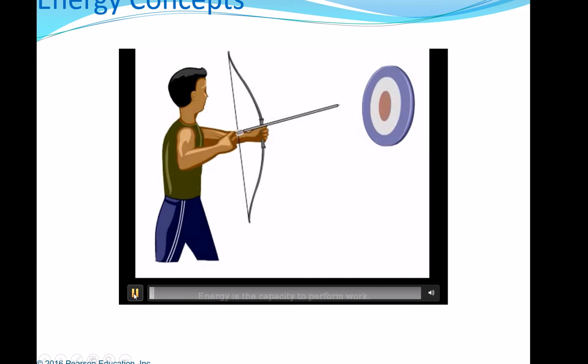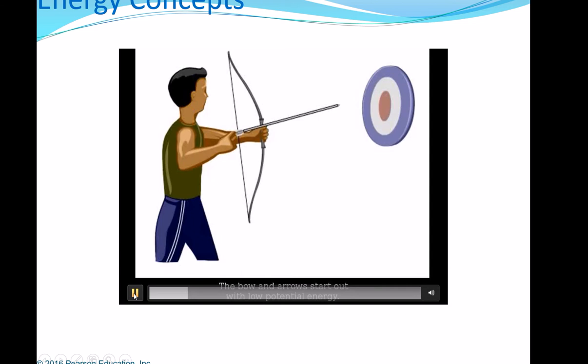Energy is the capacity to perform work. Potential energy is energy that is stored. Kinetic energy is the energy of motion. Energy is neither created nor destroyed, but converted from one form to another. This property is called the conservation of energy.